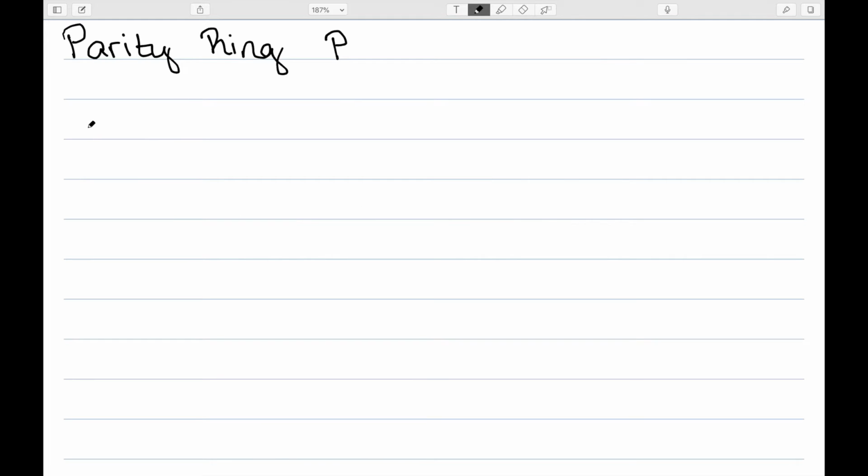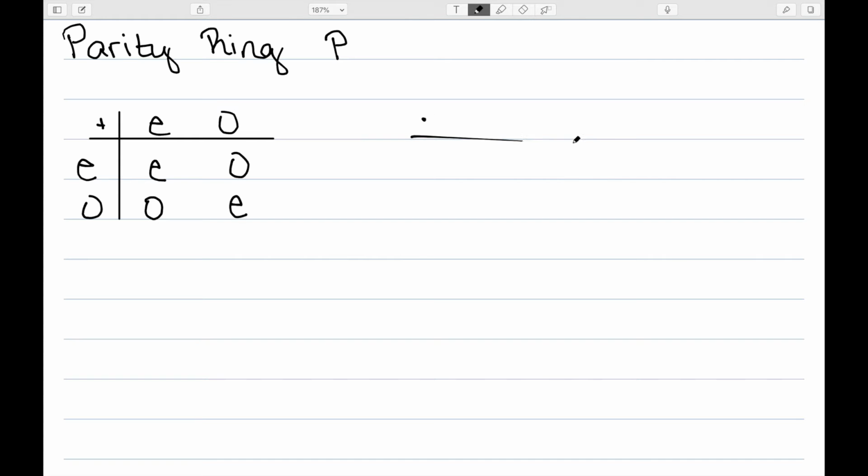Let's consider the parity ring P. This ring consists of two elements known as E and O. For their addition, we can build their addition table. E plus E is E, E plus O is O plus E is O, and O plus O is E. For multiplication, we can also build this ring table, once again with E and O. E times E is E, E times O is E, O times E is E, and O times O is O.